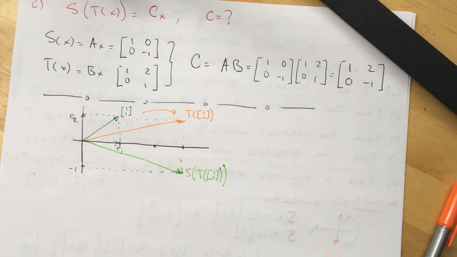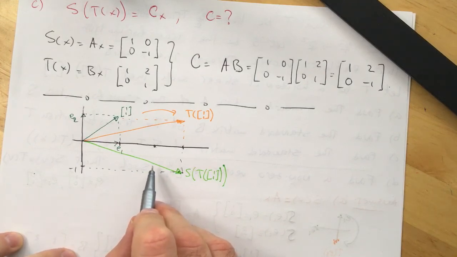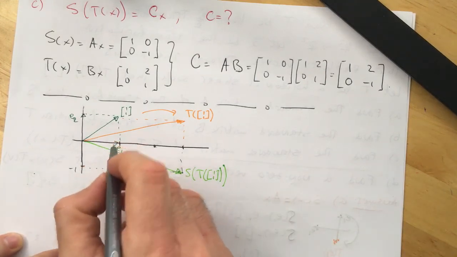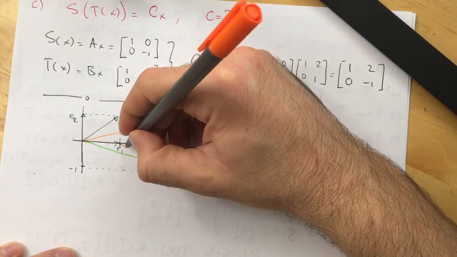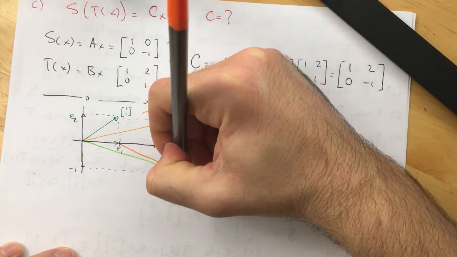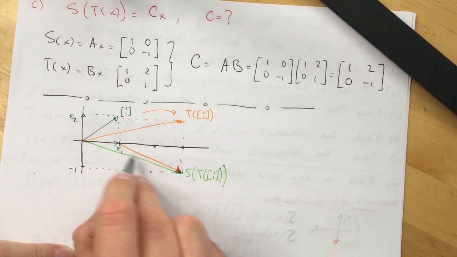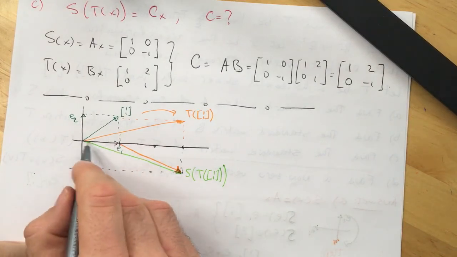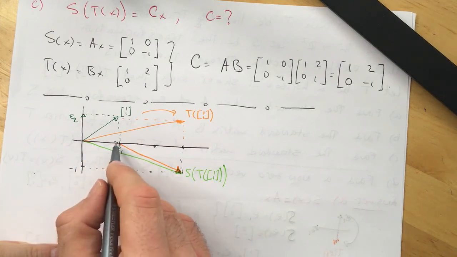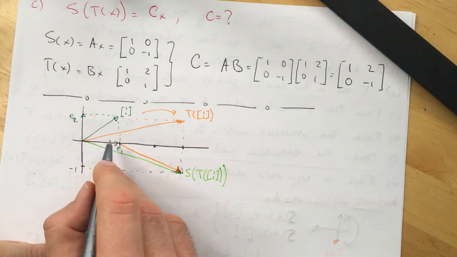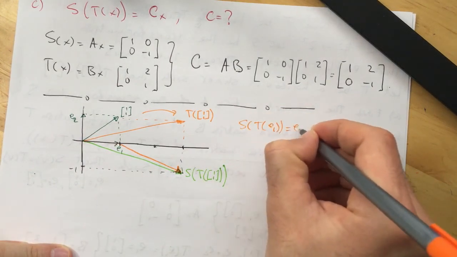Okay, and as you can see, this vector right here is nothing else but the sum of E1 plus this vector right here. So this is the image of the vector E2. As you can see, E1 didn't move when we applied T. E1 didn't move when we reflected over the x-axis. Again, it didn't move. So S of T of E1 stayed E1.